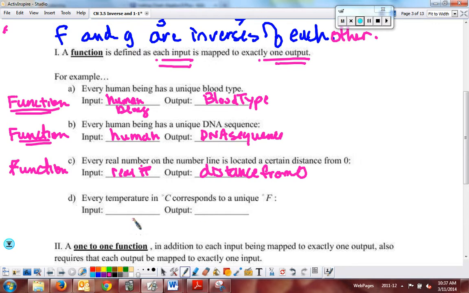I put in a degree Celsius and ask how many degrees Fahrenheit you get. It's a function. I mean, degrees Fahrenheit, degrees Celsius. There we go, I like it that way.